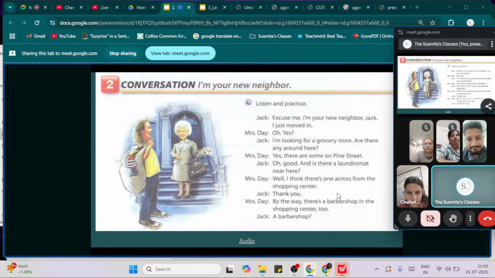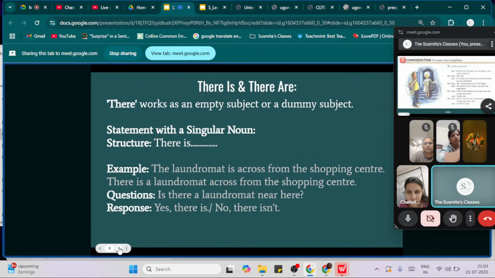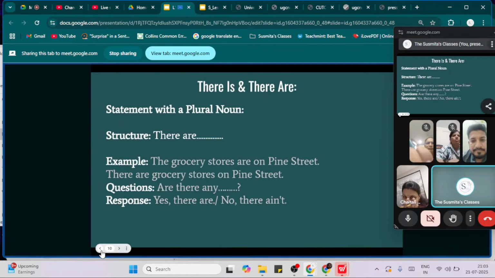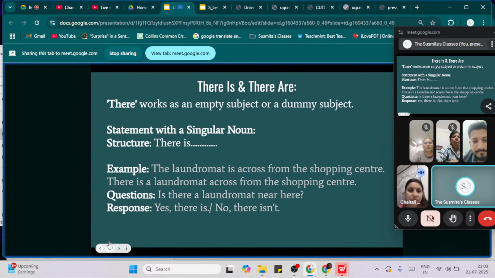Now how to make these sentences and how to point out the places also, that's what we are going to learn today. How to make sentences with there is and there are. That is the first thing that we look at. Okay. As I said, how do we make the sentences with there is and there are? That is the first thing that we are going to observe today first.